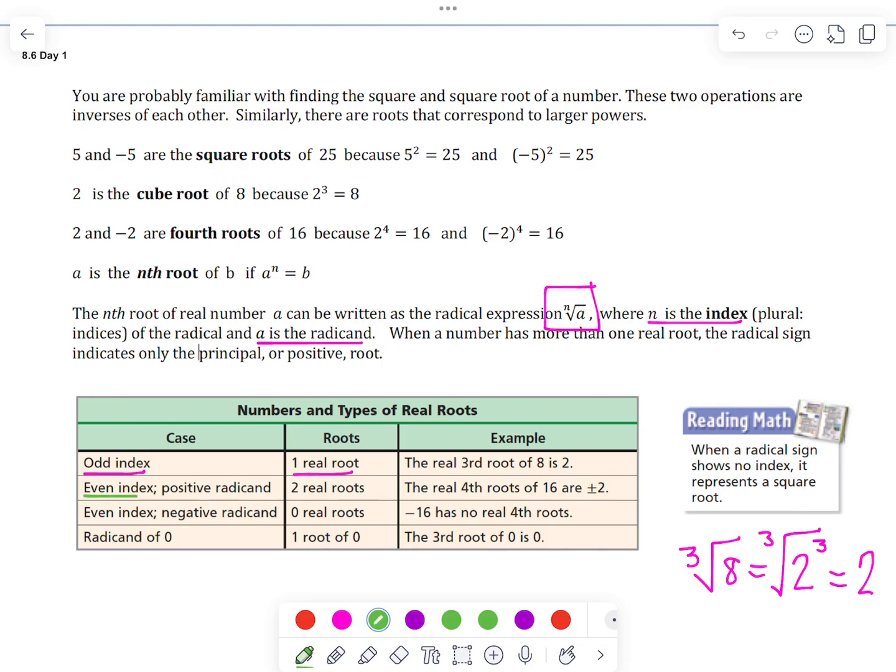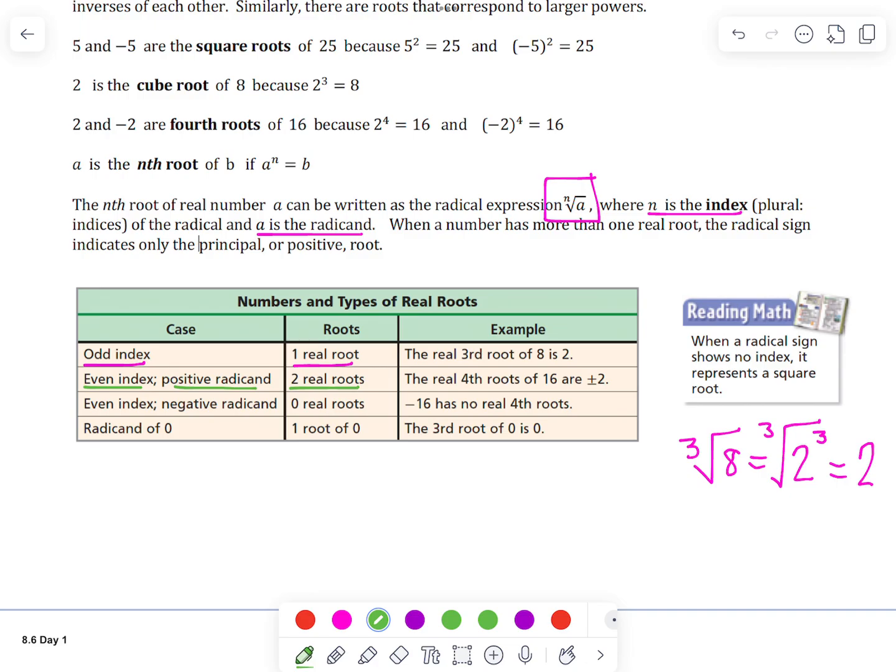Next one, if you have an even index and a positive radicand, so a number that's positive underneath the radical sign, then you'll have 2 roots. So there's an example here. The 4th root of 16 can be 2 or negative 2 because you have 2 to the 4th power, which is 16, or negative 2 to the 4th power, which is 16.